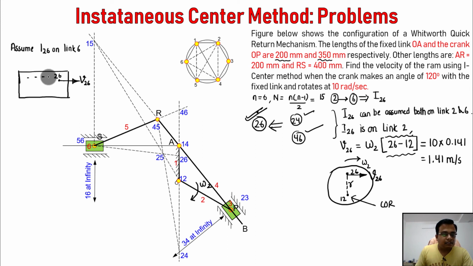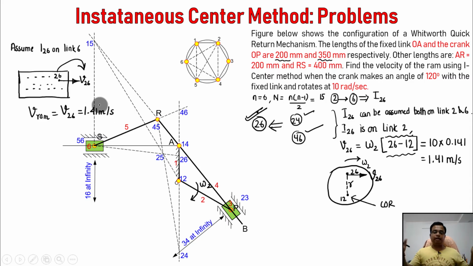So all the particles on this ram, on this slider, are going to have the same velocity as this I-center V26. That's why the velocity of the ram is going to be equal to the velocity of the I-center, which ultimately worked out as 1.41 meters per second. It's that simple. This is how you need to approach all the problems based on the I-center method.